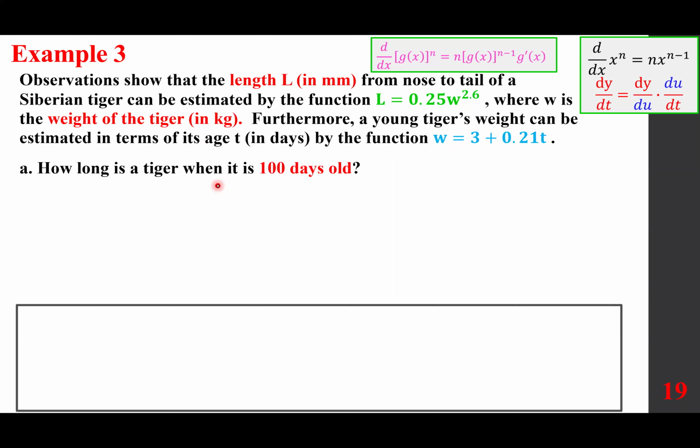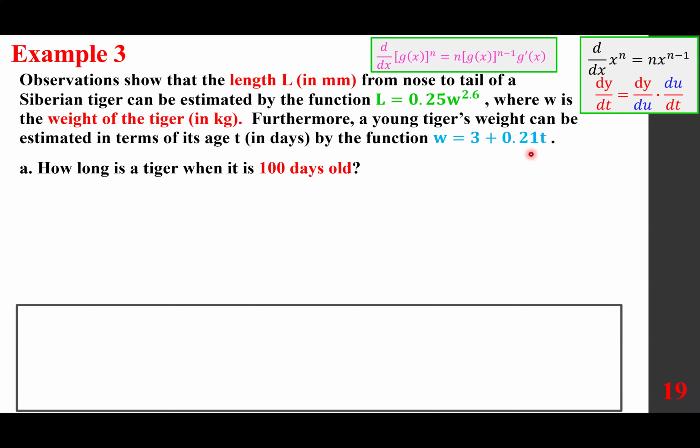There are two ways to handle this question. You can find the composite function and make L a function of t, because L is a function of W, and W is a function of t. Or just the way it is, we can do the job. I'm going to look at them both ways.